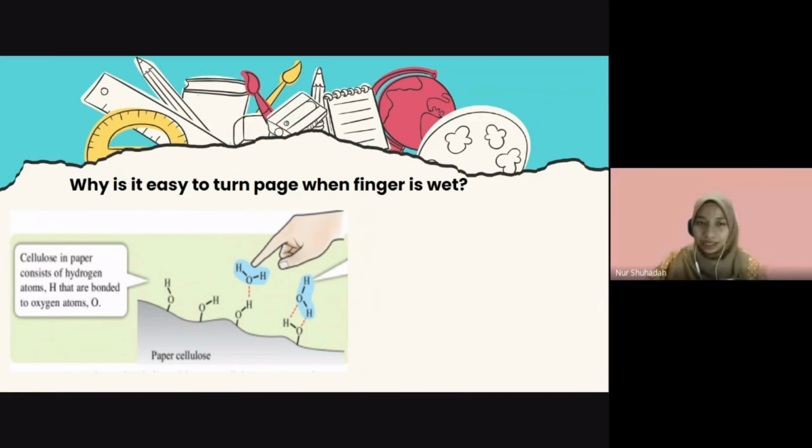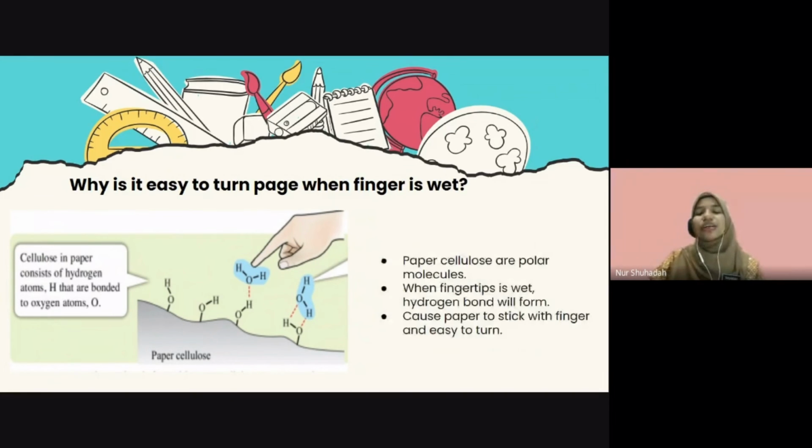Okay, let's see the answer. So correct. Your answer is correct. So paper cellulose is a polar molecule. So when the fingertip is wet, because it has water at the fingertip, it can form hydrogen bonds. So that causes the paper to stick to the finger and makes it easy to turn the page.